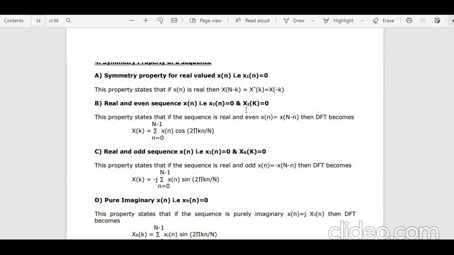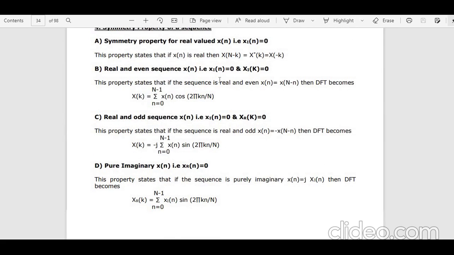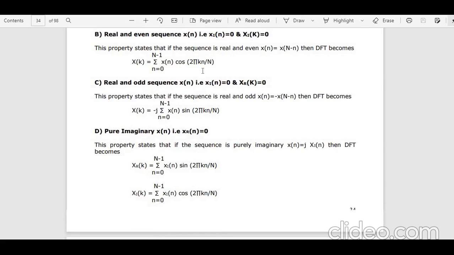The first parameter is symmetric and even. What are the symmetric properties for a real valued function? If the imaginary term is 0, then it is symmetrical. Real and even means the imaginary term for both the n domain and the k domain is 0. Even means that if you transform and are not getting any imaginary term, then it is real and even. From e power j theta equals cos theta minus j sin theta, the real term is cos theta and j sin theta is the imaginary term. So we use cos theta to find that particular function.